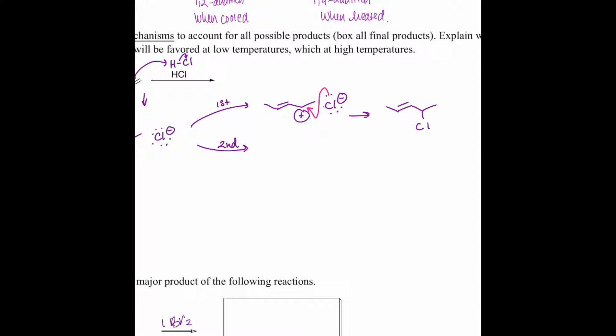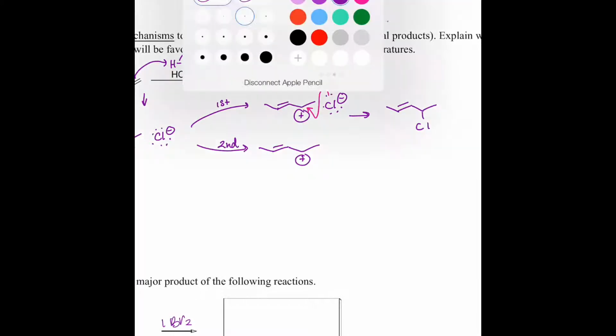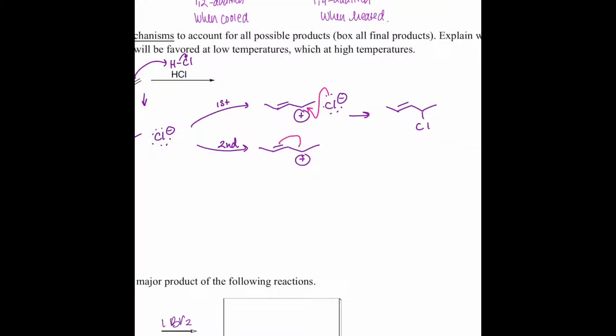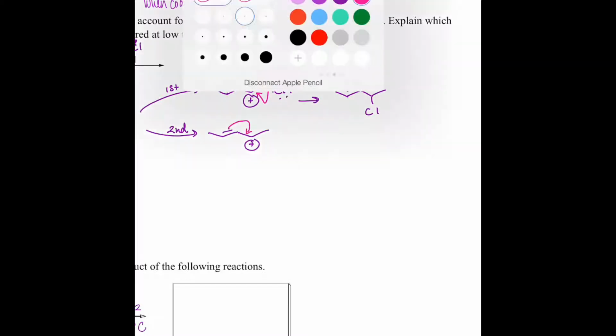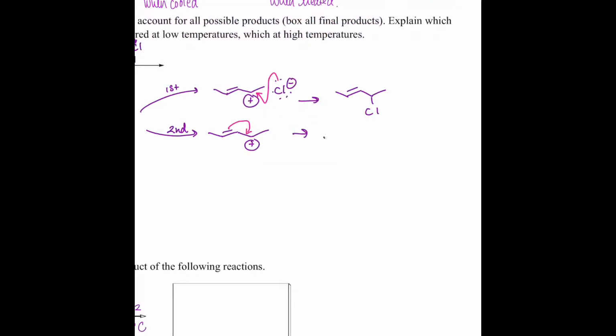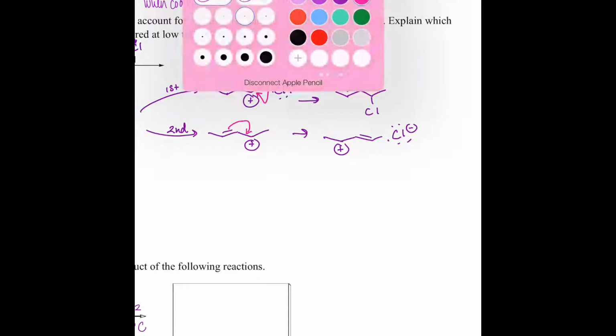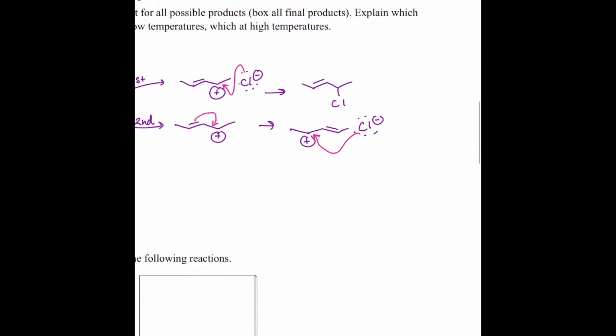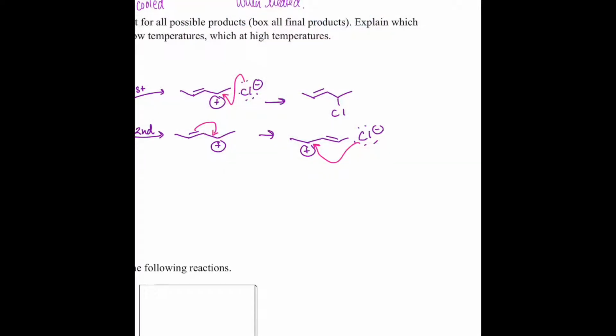The second possibility is that there's actually going to be a shift. So I'm going to draw that out right here. The double bond is going to move over here to account for this positive charge, and your new product is going to look like this. And then now the chlorine is going to attack the new carbon, the one with a positive charge, and your answer is going to end up like this.